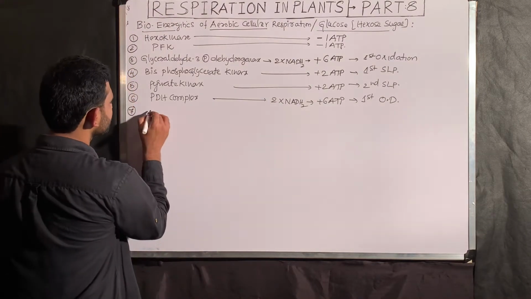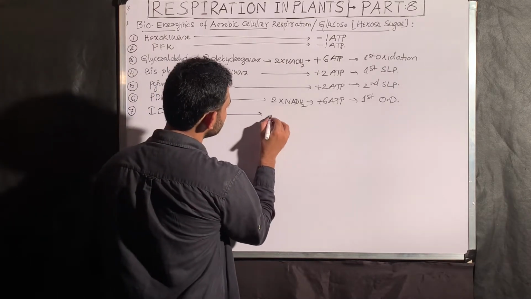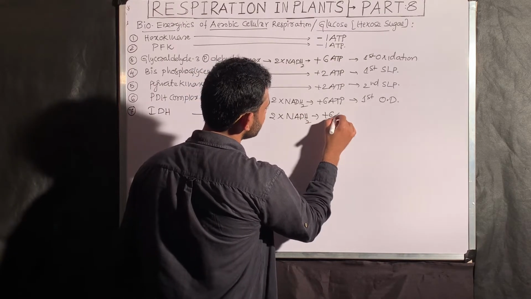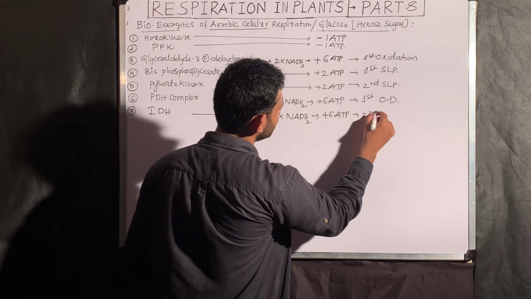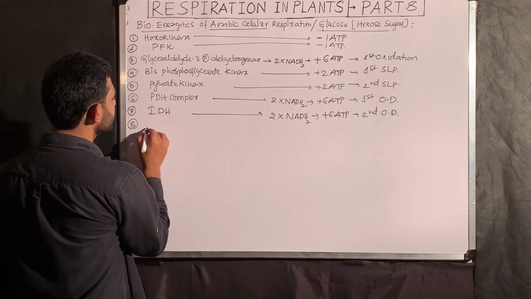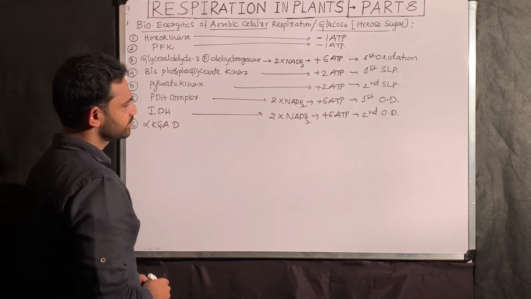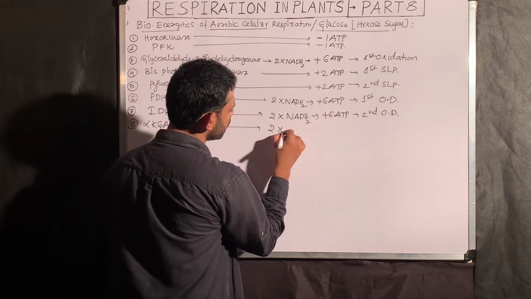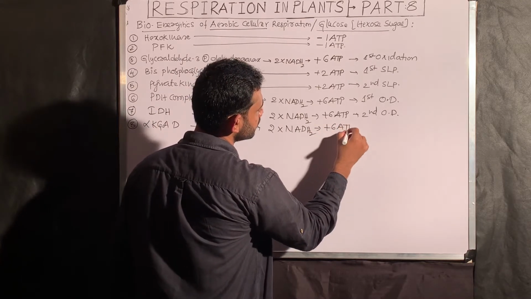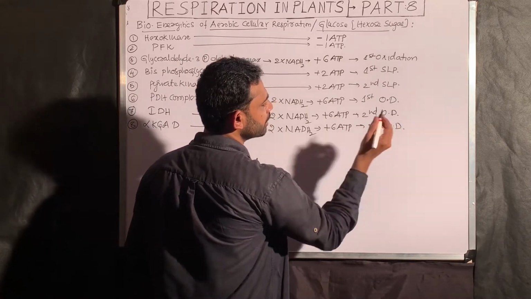The next reaction is the isocitrate dehydrogenase enzyme. Here also there is a release of 2 NADH2, as we know. It gives us 6 ATP. This is the second oxidative decarboxylation. The next reaction is mediated by the enzyme alpha ketoglutarate dehydrogenase. Exactly like before, there is a release of 2 NADH2 that produce 6 ATP during the electron transport chain. This is the third oxidative decarboxylation.